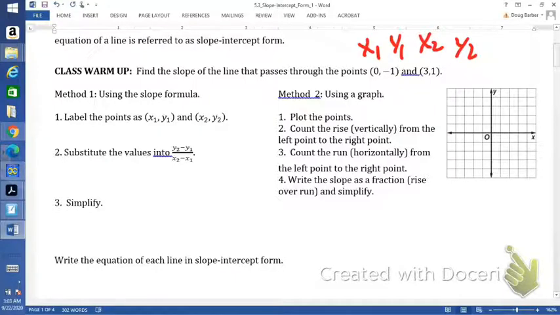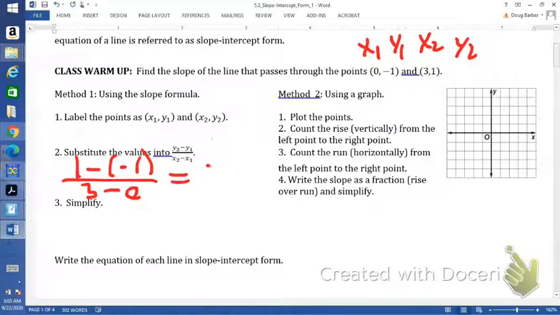Alright, now we're going to substitute the values into this formula. So our y sub 2 is 1, so we have 1 minus our y sub 1, which is negative 1. Make sure you put parentheses around that negative 1, or if not, the double negative is going to make it a positive, which we'll see in a minute. And then our x sub 2 is 3 minus our x sub 1, which is 0.